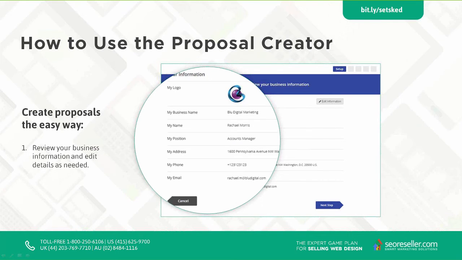So you need to review your business information first and edit the following, like your business name, the position, your address, your phone number, and your email. Your logo also gets incorporated here too. So fill this out first.